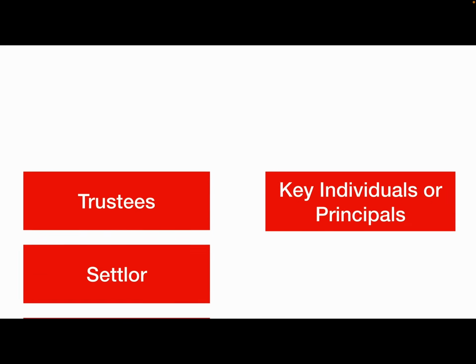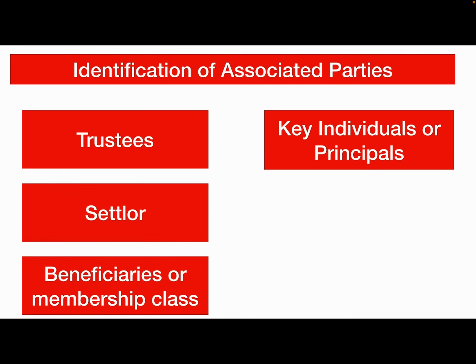So now moving on to our next element of KYC. The next step is to perform the identification and verification of associated parties. The associated party, in case of a trust, will include, but is not limited to, trustee, settlor, full name of beneficiary, or detail of membership class, key individual, and principals. The key individual and principals are employees chosen to control and govern the daily business activity of a legal entity.